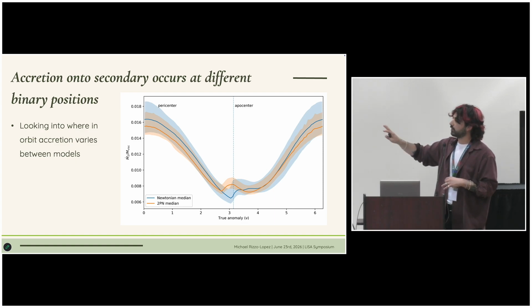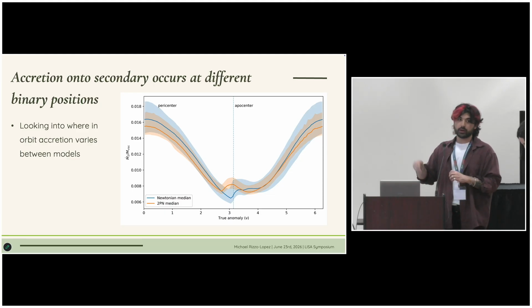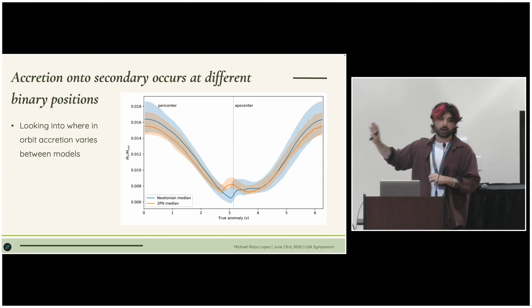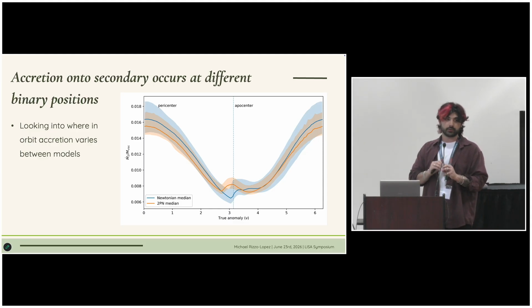And so what we have here are these lines: the mean accretion rate onto the secondary of the unequal mass binary as a function of true anomaly, which is just the position of your secondary since last pericenter passage, which allows us to compare the variability in the accretion rates as a function of position.